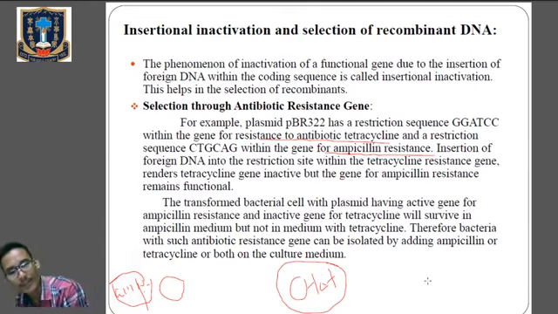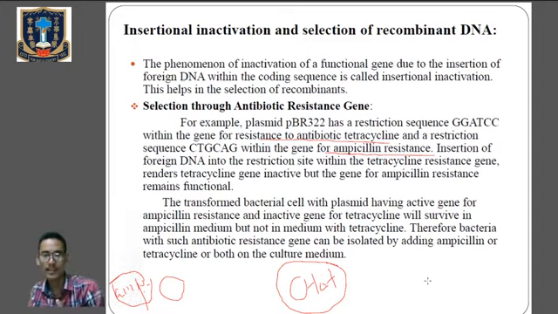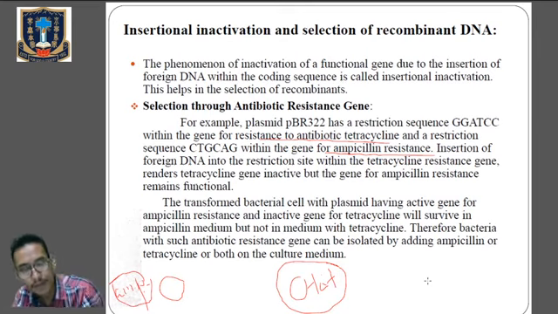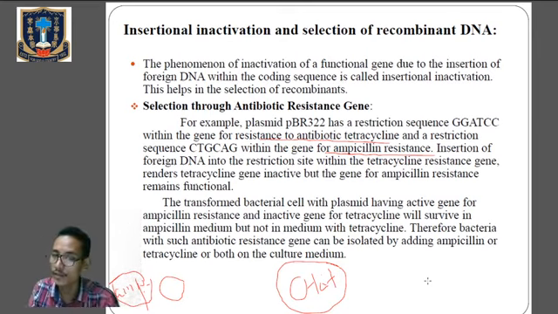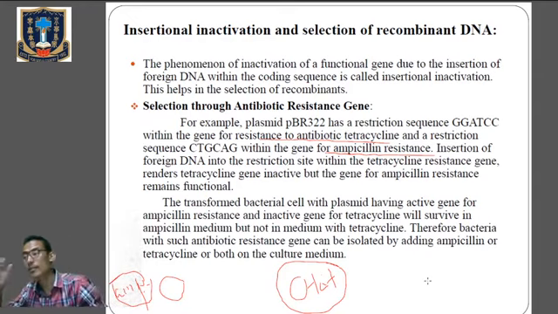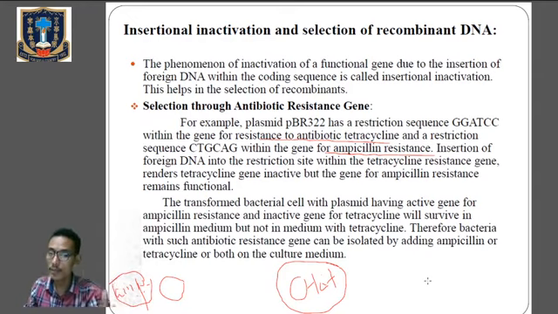Therefore, bacteria with such antibiotic resistance genes can be isolated by adding ampicillin or tetracycline or both on the culture medium. So simply by this technique we can differentiate which one is a transformed bacterial cell and which one is a non-transformed bacterial cell. Hope it is clear for you. So what we have done, we have taken two culture plates, one containing ampicillin and the other containing tetracycline.